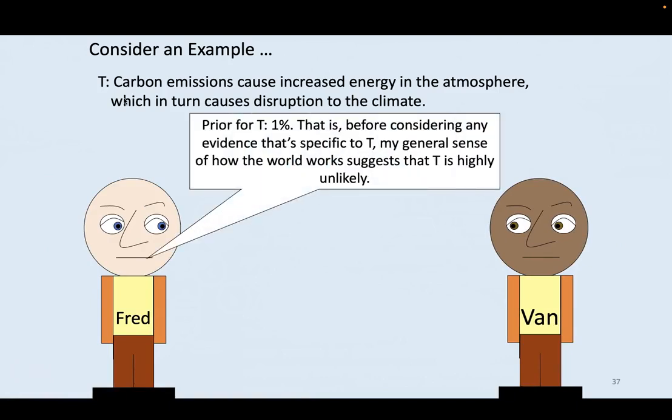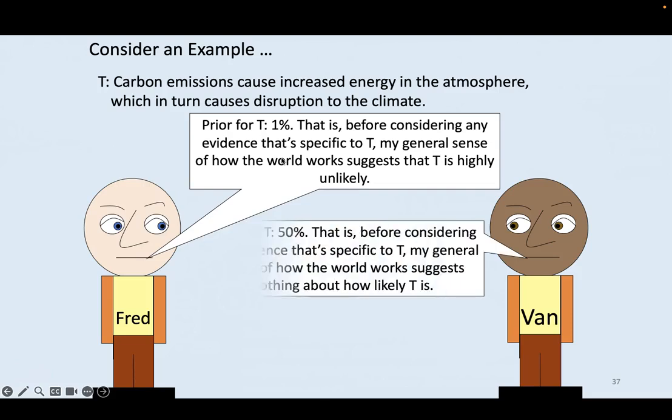So here we can imagine that you have two people, and they're going to assign the priors in very different ways. Maybe Fred says, before considering any evidence about whether temperature is going up or down, or whether there's more, less, or constant energy in the atmosphere, I think it's very unlikely that carbon emissions are affecting the atmosphere in any interesting way. Maybe because I think it's very unlikely that anything we do could have that profound effect on the environment. And over here you have Van, who says, look, I don't really know anything about this issue either way, so I'm going to start at 50%, perfectly neutral. Now you might think a prior of 50% seems like a weird way to be neutral, but let's just say that's okay.